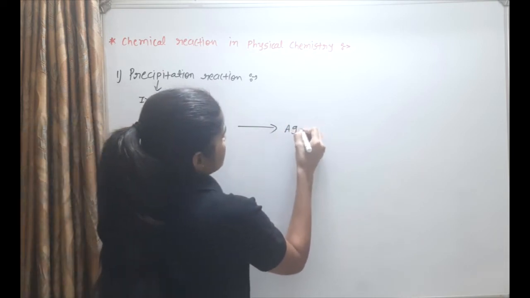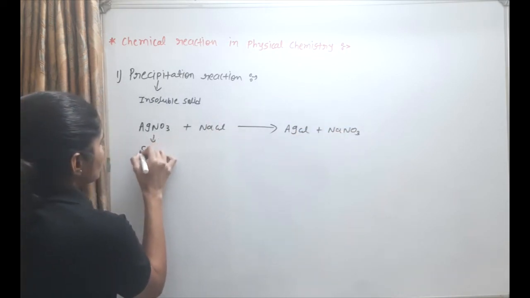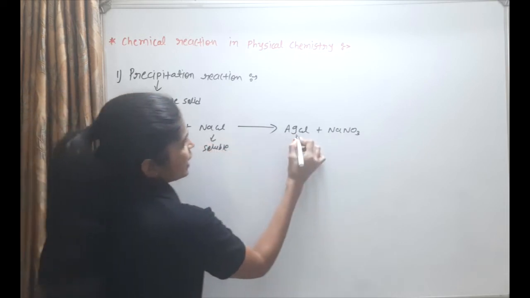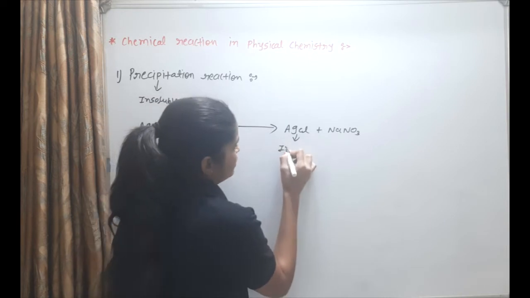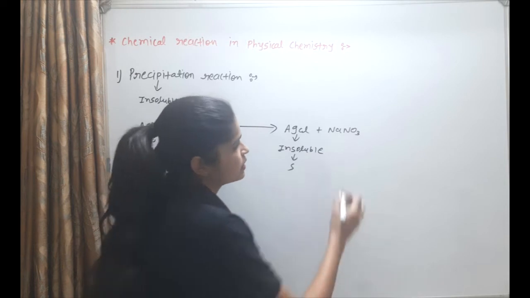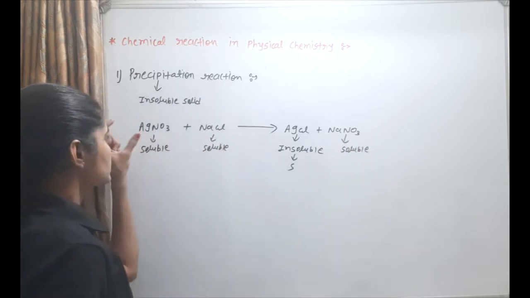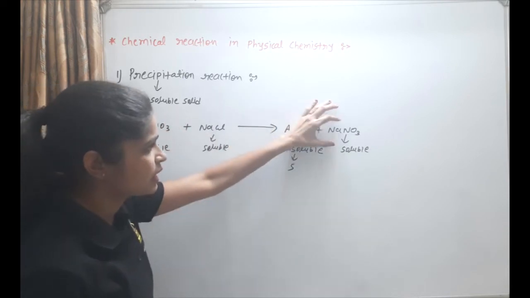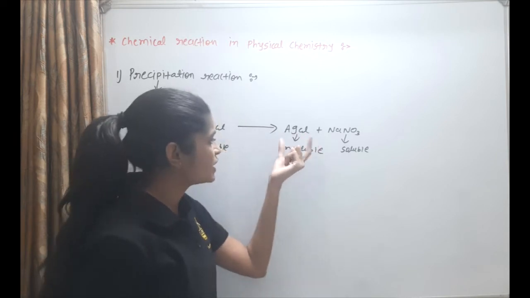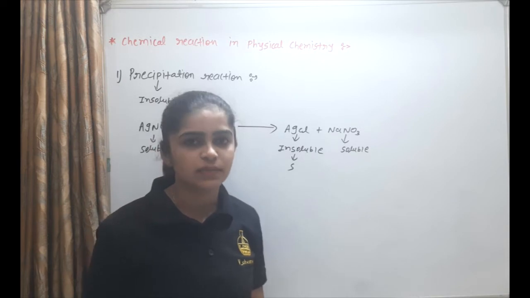This gives AgCl plus NaNO3. NaNO3 is soluble, and AgCl is insoluble, and insoluble means its state is the solid state. So AgNO3 is in aqueous form, NaCl aqueous, NaNO3 aqueous, and AgCl is in solid form, because it makes the precipitation. So this reaction is the precipitation reaction.